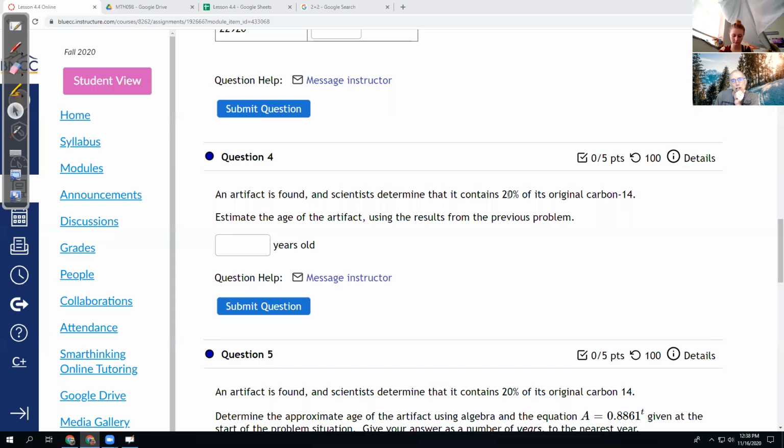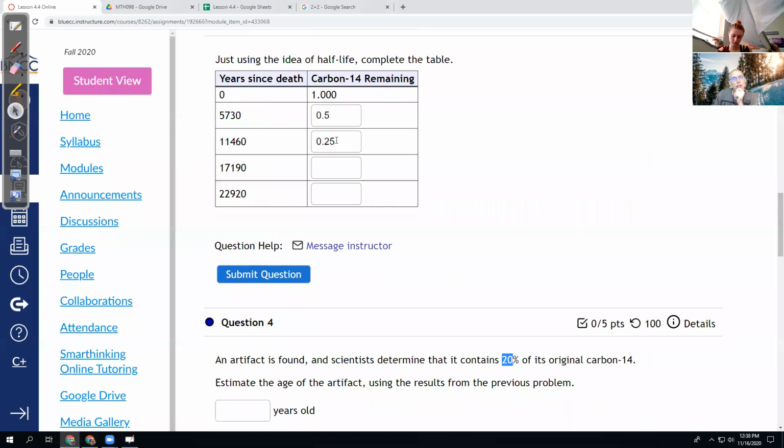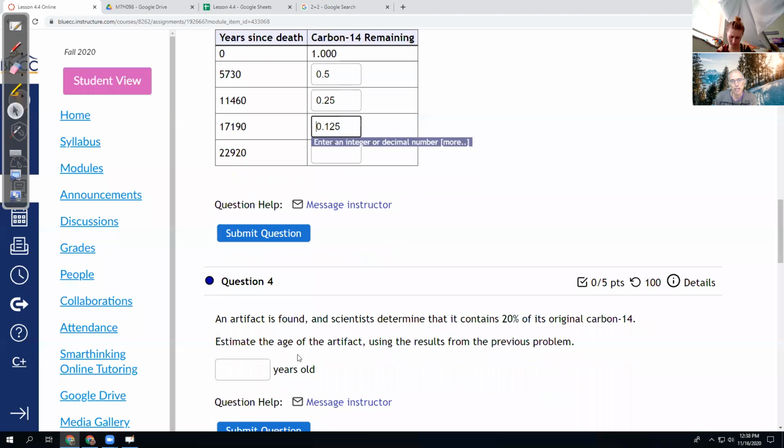Okay, so 20%. Did we end up with any numbers that gave us about 20%? Well, 11,460 was 25%. For 17,190 years, I got 12.5%, so 0.125. Hopefully you got that number too. So 20% is somewhere in between 11,000 and 17,000. And so we want to make a guess at how many years that is.